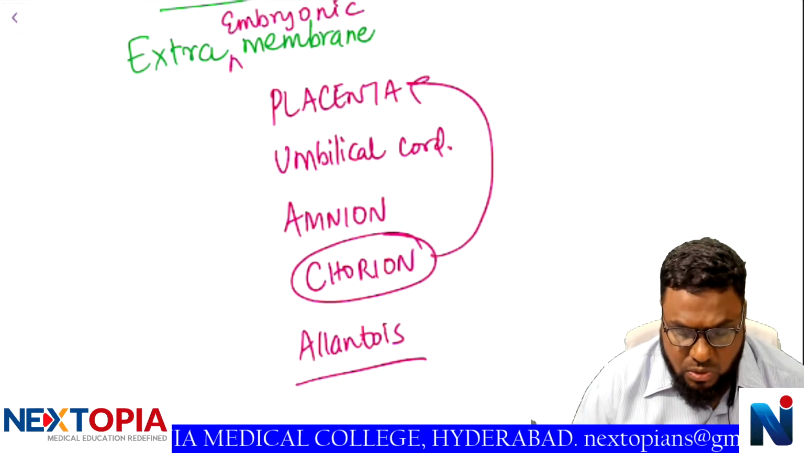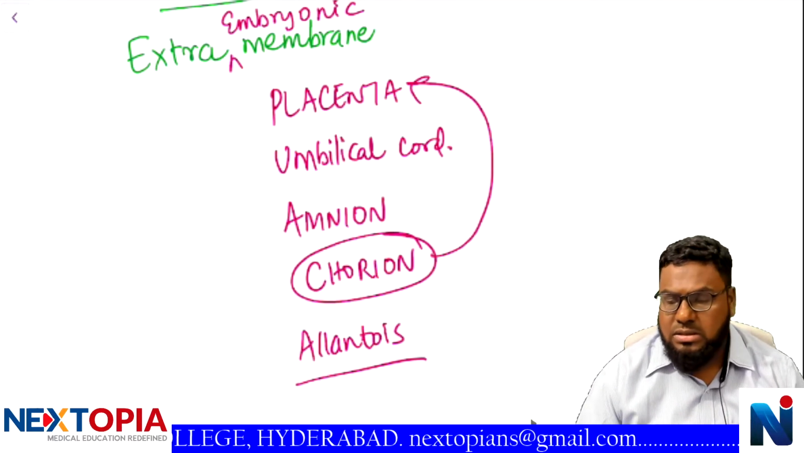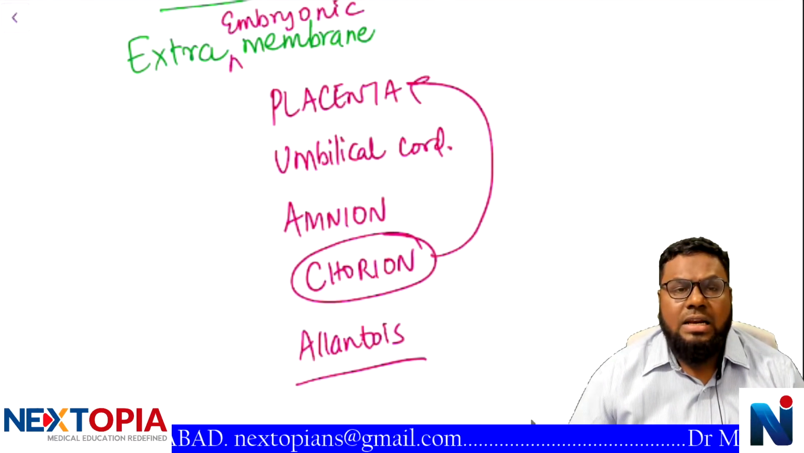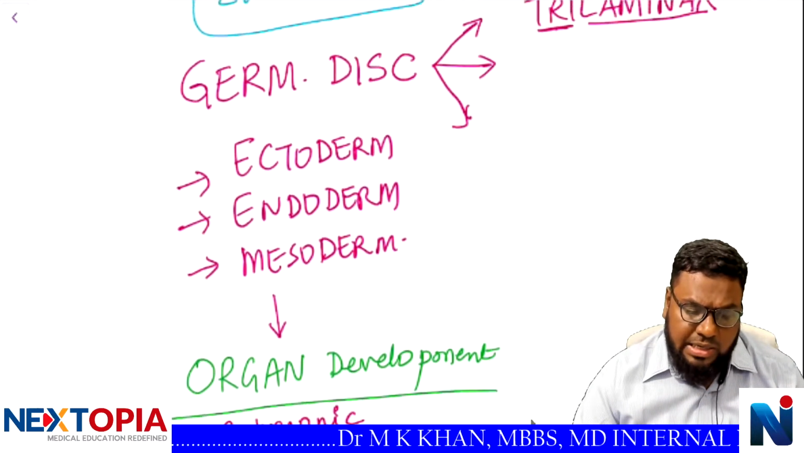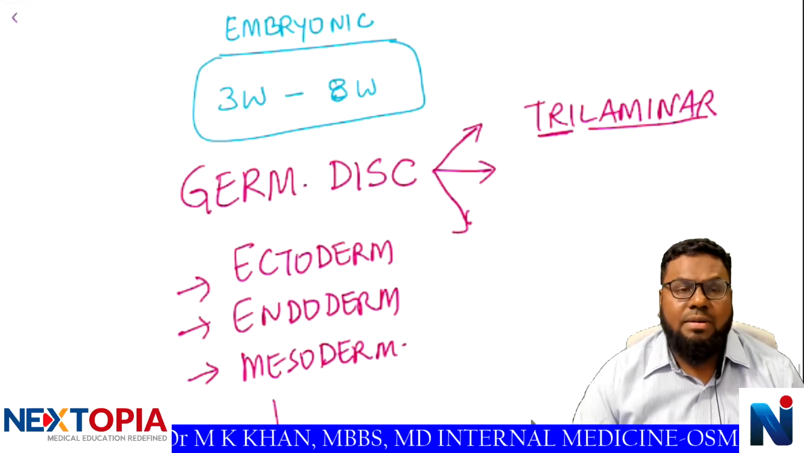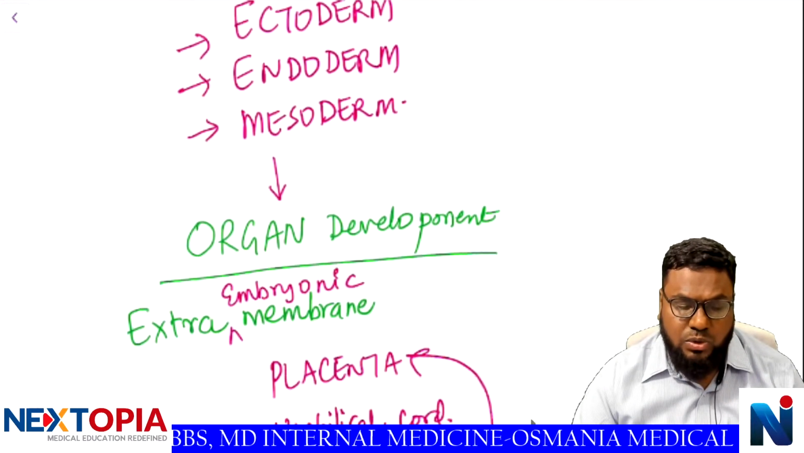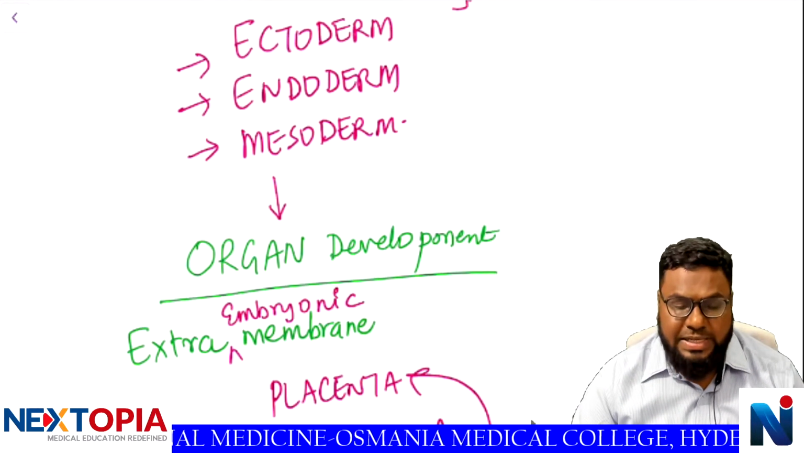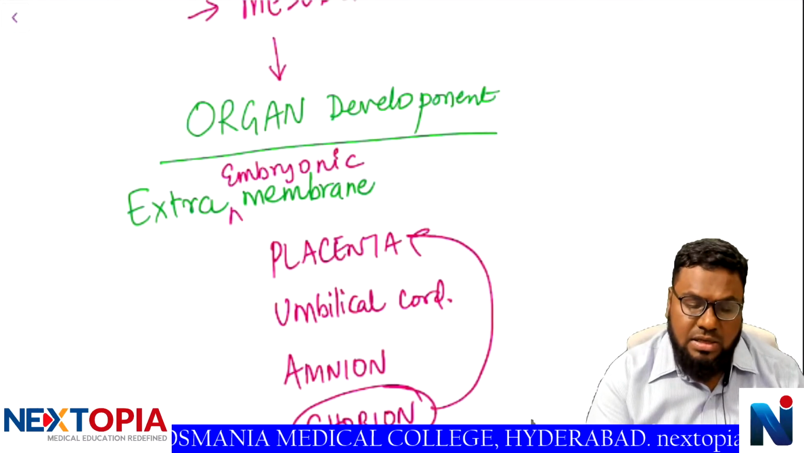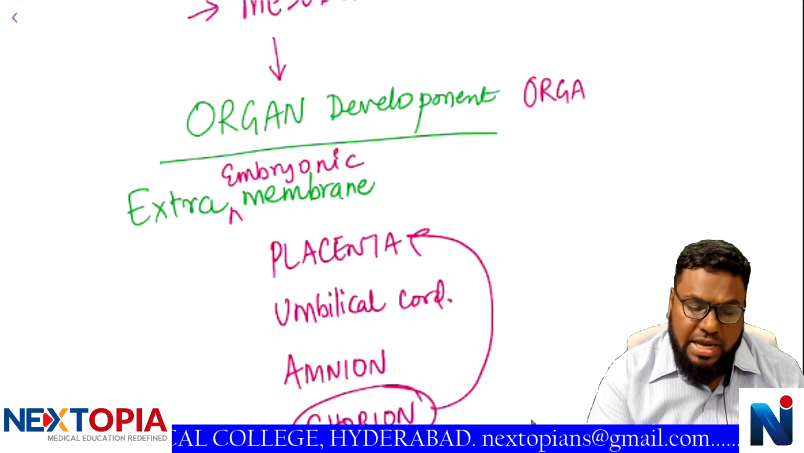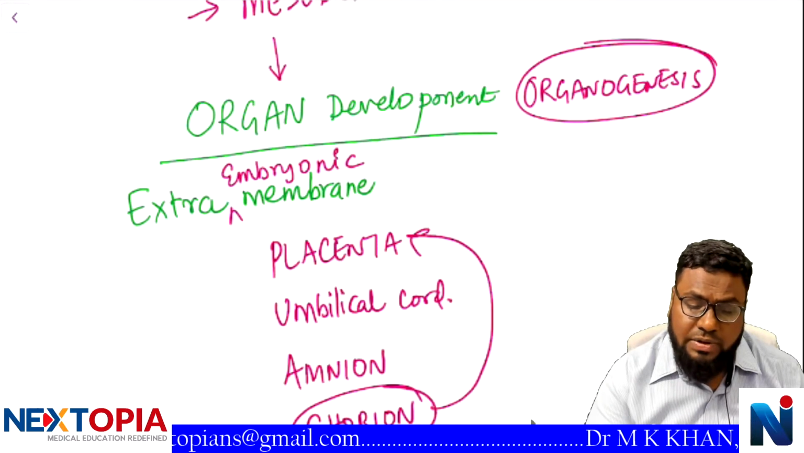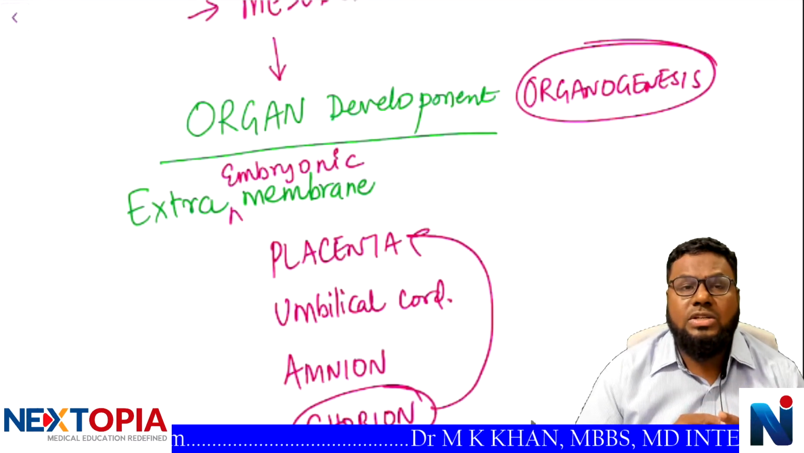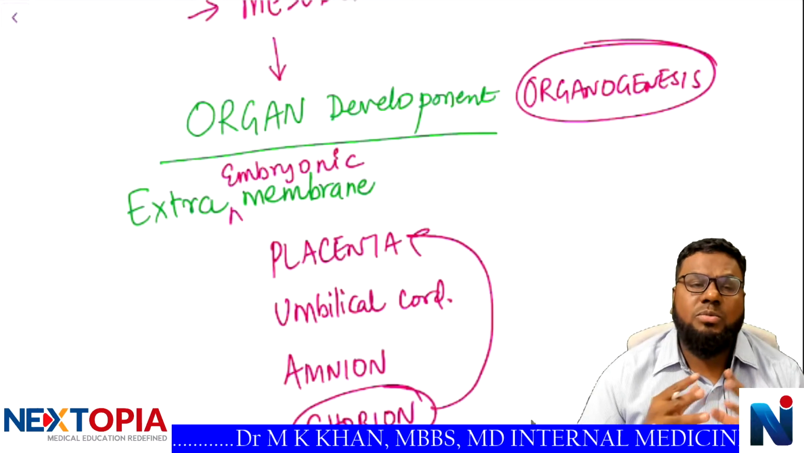The amnion, the chorion, the allantois, and the umbilical cord. This is all about embryonic development. Embryonic development is divided into the first phase of differentiation into 3 layers. After that, organogenesis, organ development. Along with organogenesis, we need some protection for the organs, so various membranes are formed to protect the organs.